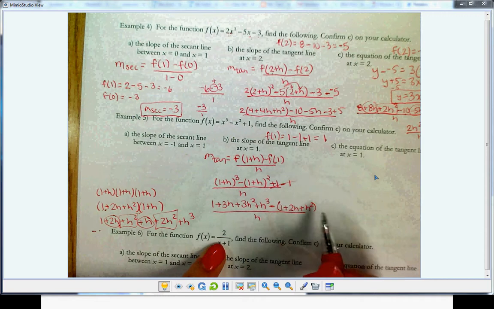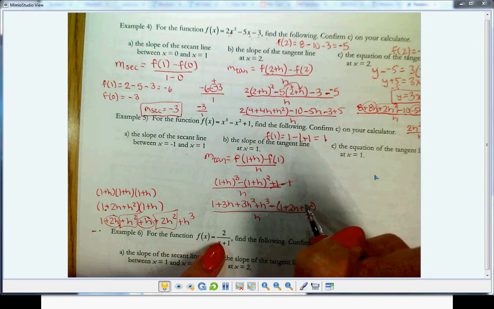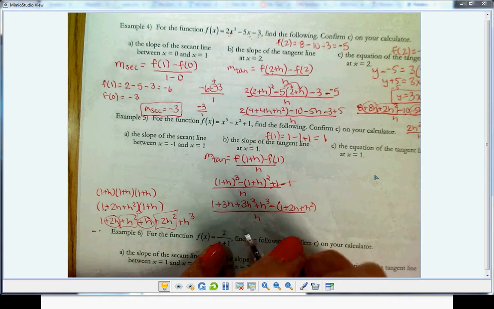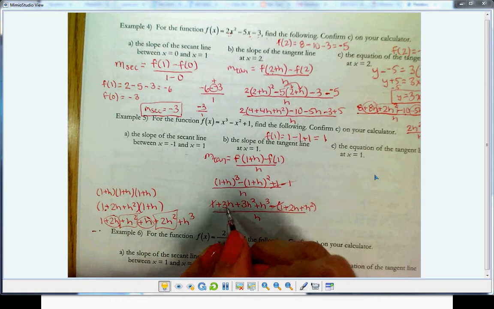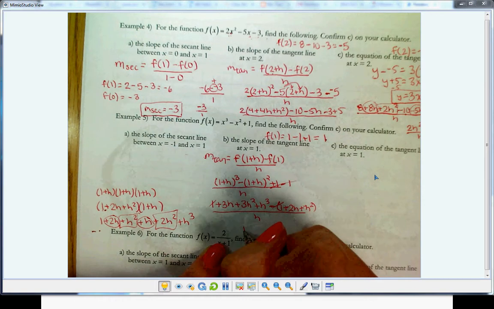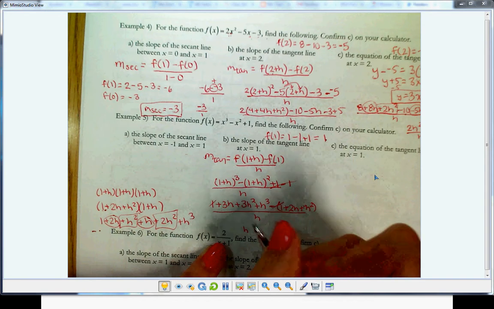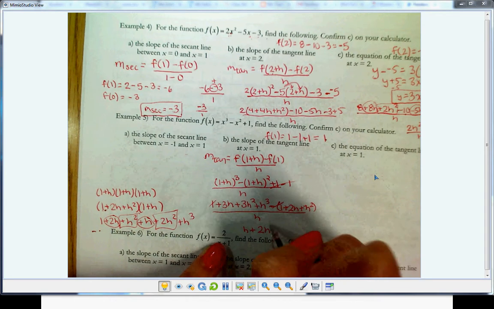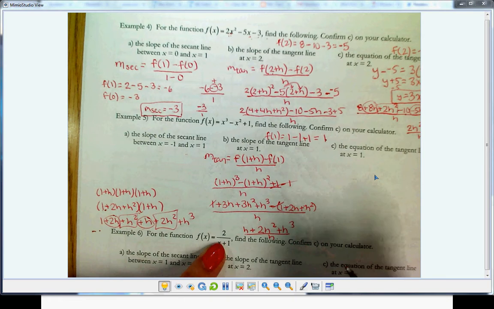And again, I'm going to combine like terms. So because this is negative, all of these are negative. So I have 1 minus 1, these cancel out. 3h minus 2h gives us 1h. 3h squared minus h squared gives us 2h squared. And we still have this plus h cubed all over h.